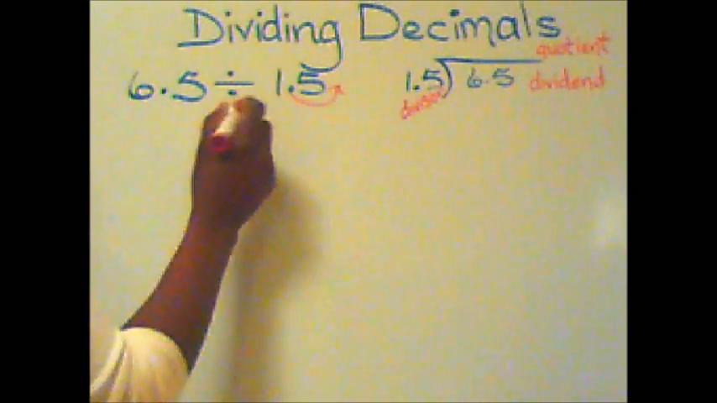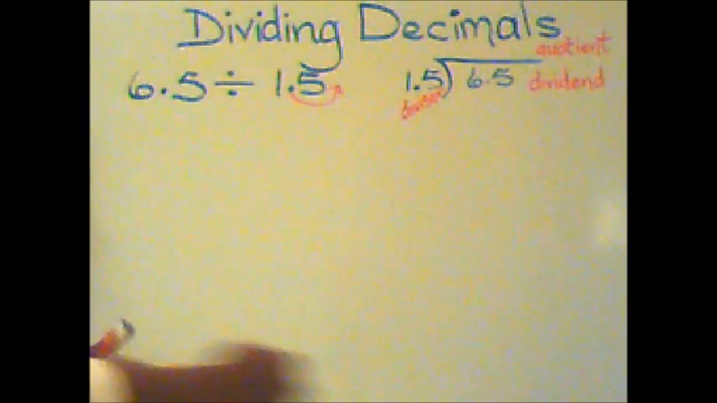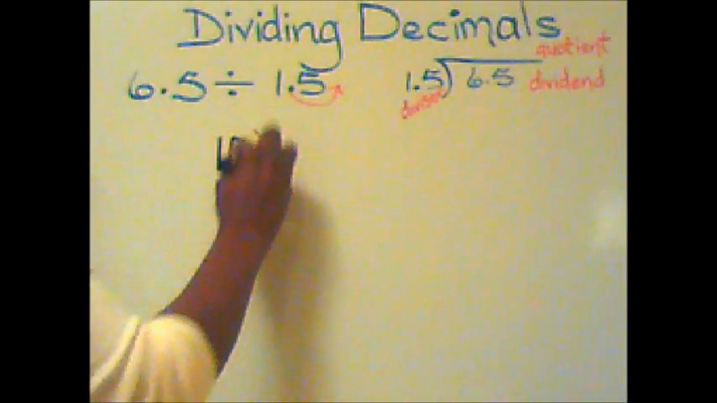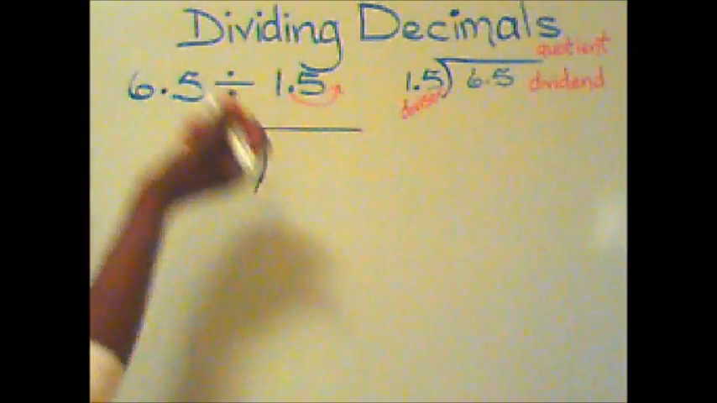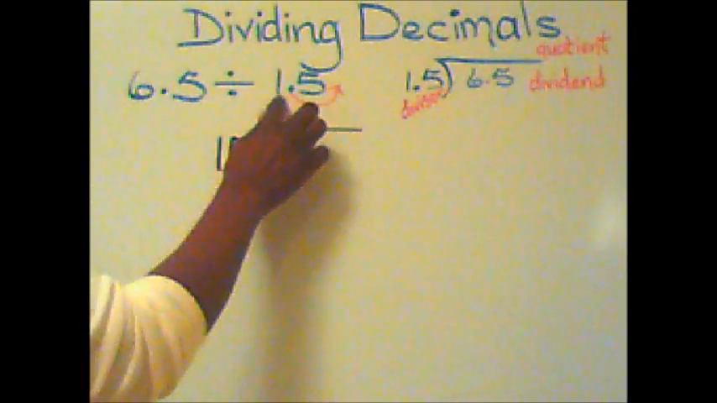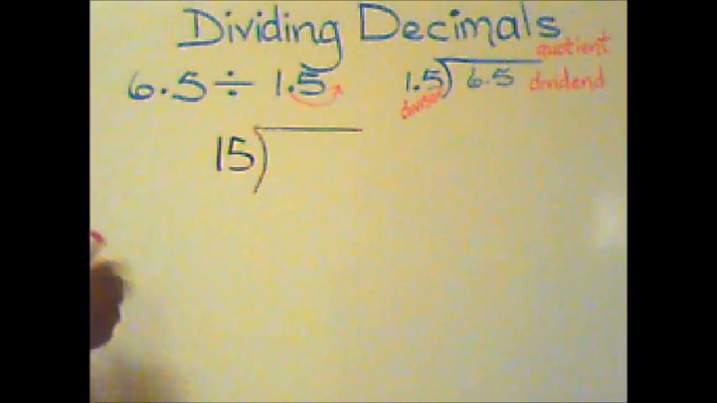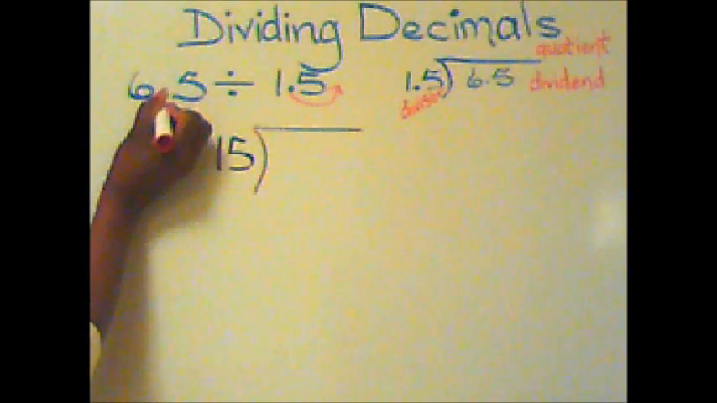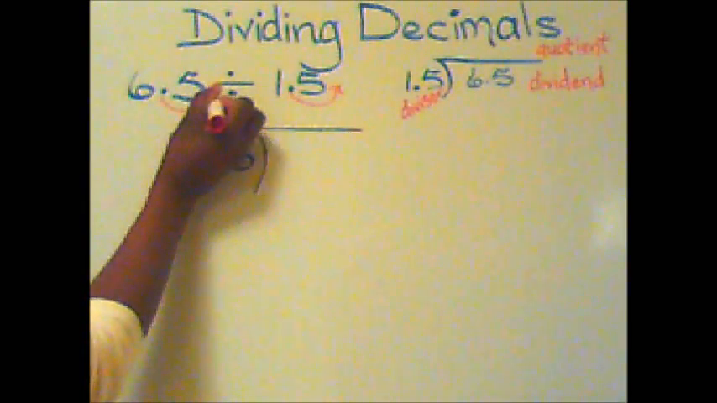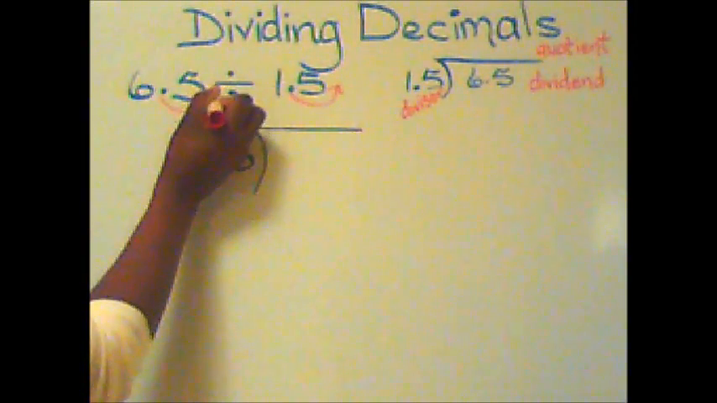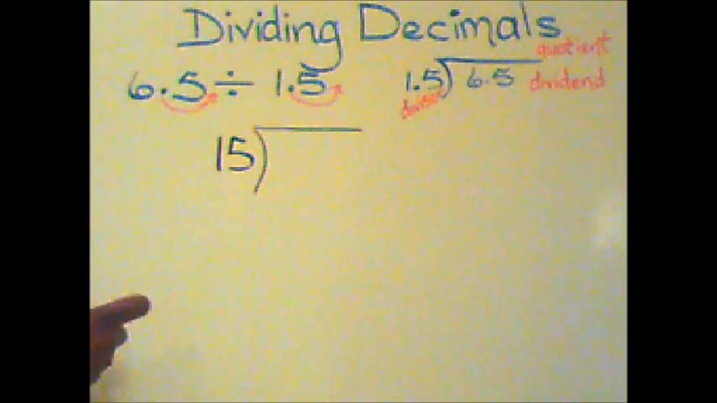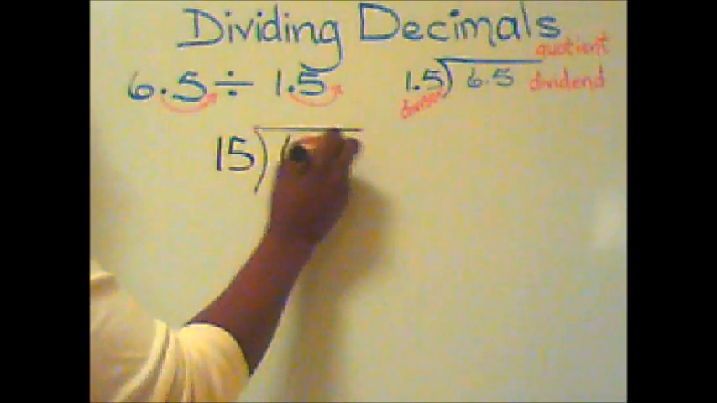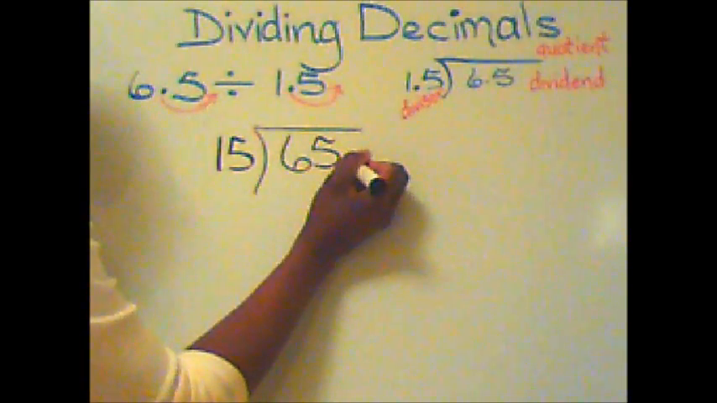So now I will write 1.5 as 15, and I'm going to divide 6.5 by 15. Since I moved my decimal point over one place in my divisor, I have to move my decimal point over one place in my dividend. So I'm going to move my decimal point over, and 6.5 is now going to be written as 65. I'm going to write 65, and I'm going to place my decimal point right here.